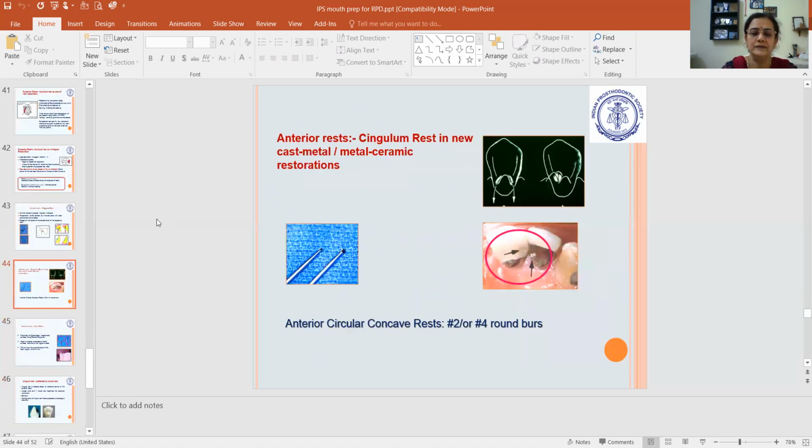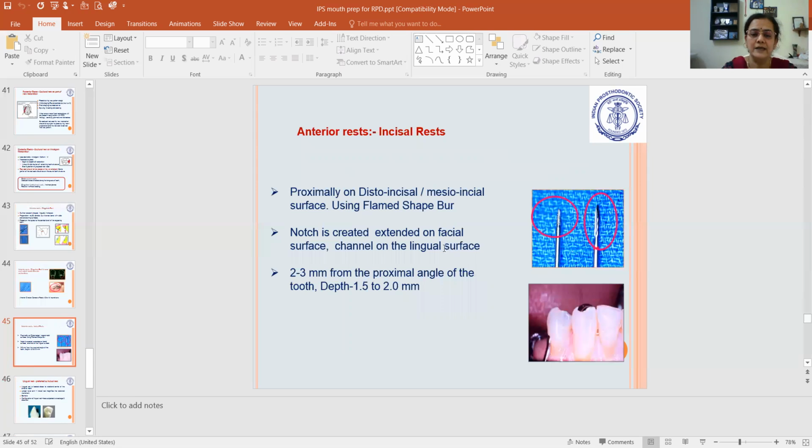Now the cingulum rest seat in new cast metal or metal ceramic restorations are prepared using number 2 or 4 round burs, and again the preparation should be entirely in the metal portion. Anterior rests on the incisors, the incisal rests, are fabricated proximally on the distal incisal or mesio-incisal surfaces using a flame shaped bur.